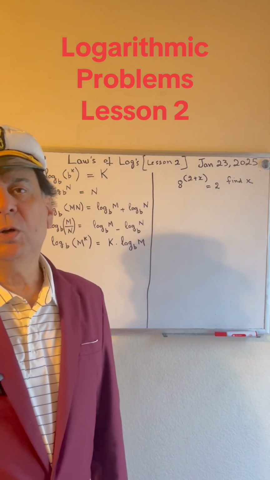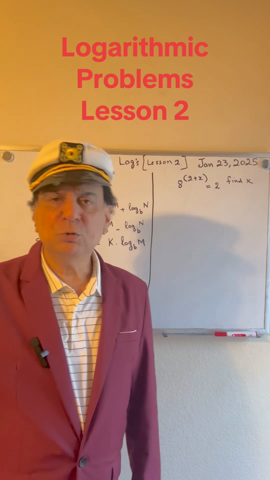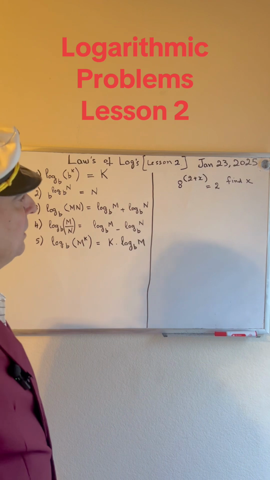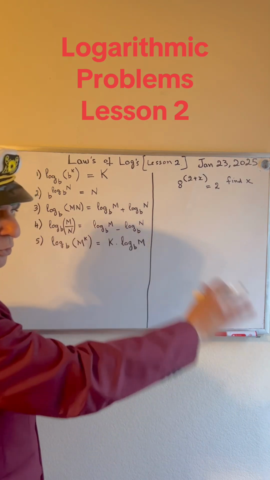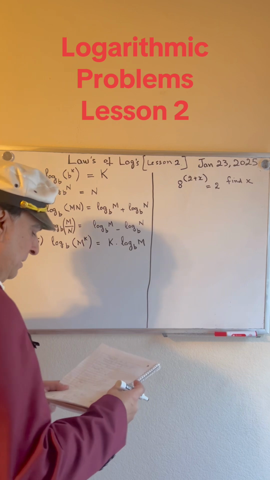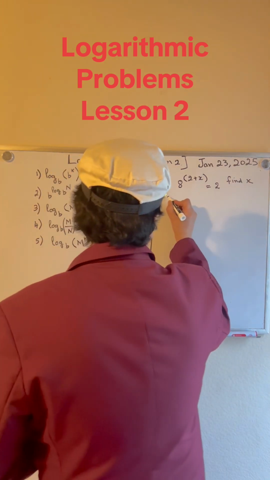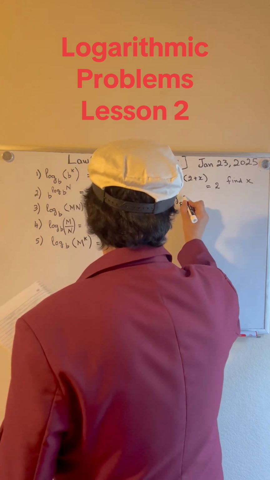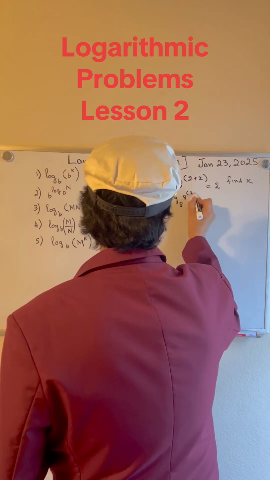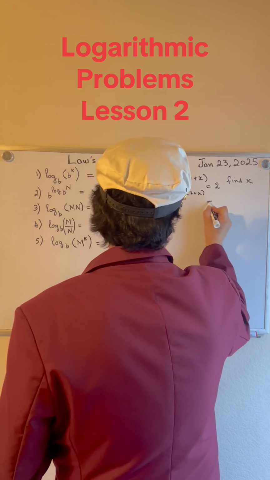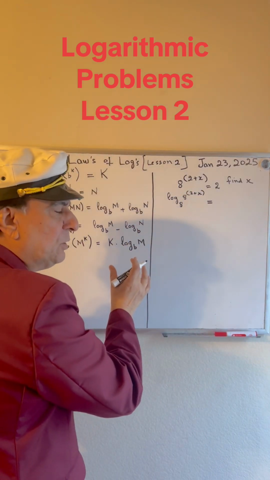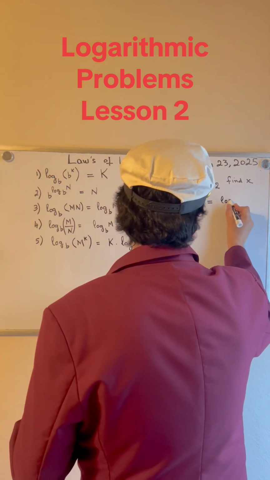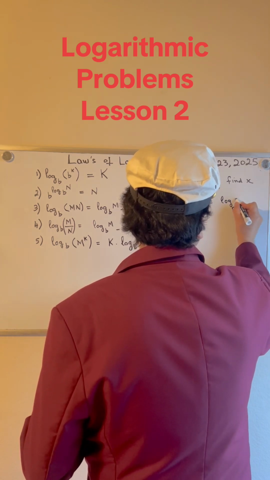But I want you to see how we can find a solution using one of these logarithmic laws. So let's go ahead and apply log on both sides, base 8. When I do that, I say log base 8 of 8 raised to 2 plus x. If I'm doing something on the left hand side of the equation, I have to do that on the right hand side also. So this is going to be log base 8 of 2.